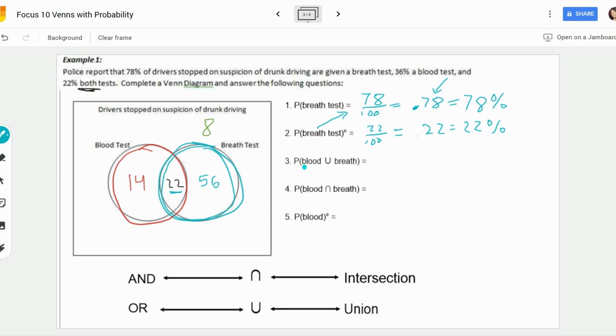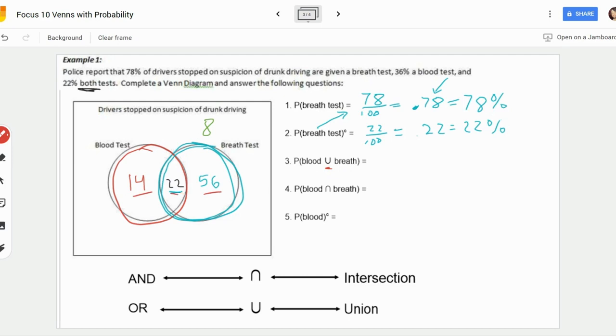Then we have the notation here, which is the new thing. The probability of getting a blood or a breath test. Before we drew a Venn diagram, we couldn't just add up 78 and 36, because that would be more than 100%, which shouldn't make any sense. When we broke it down, we knew the both was in the middle, so the 22 is getting counted twice. So a blood or breath means this or both.